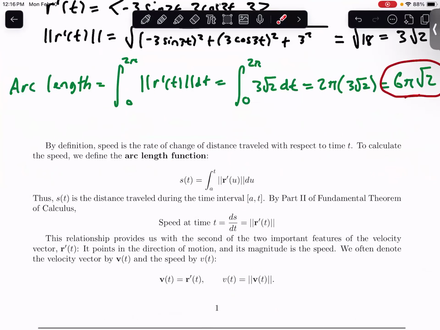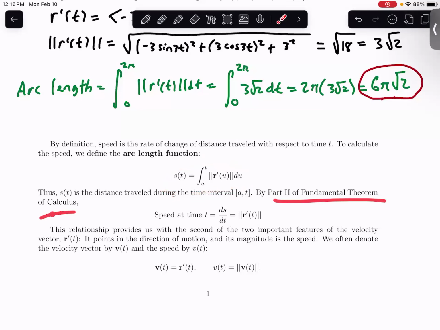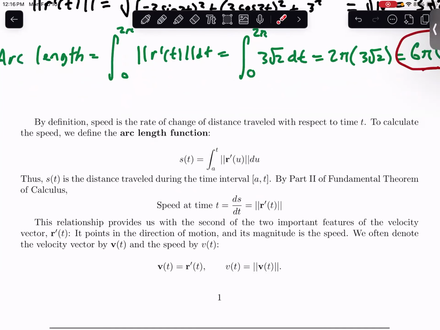And so if we wanted to calculate the speed, the speed is just the rate of change of distance traveled with respect to time. So we just take the derivative of both sides of this equation. By the second part of the fundamental theorem of calculus, the derivative and the integral are going to cancel out with one another. And so this tells you that the derivative of s with respect to t ends up just being the magnitude of the derivative vector. If you compute the derivative with respect to t on both sides, the integral cancels out and you're just left with what's inside of the integral. So that's Calc 1 stuff, the fundamental theorem of calculus.